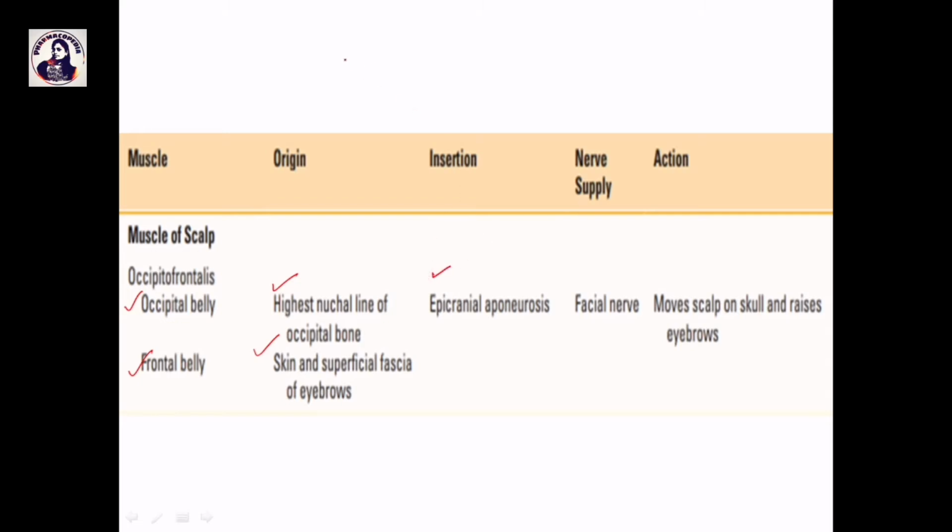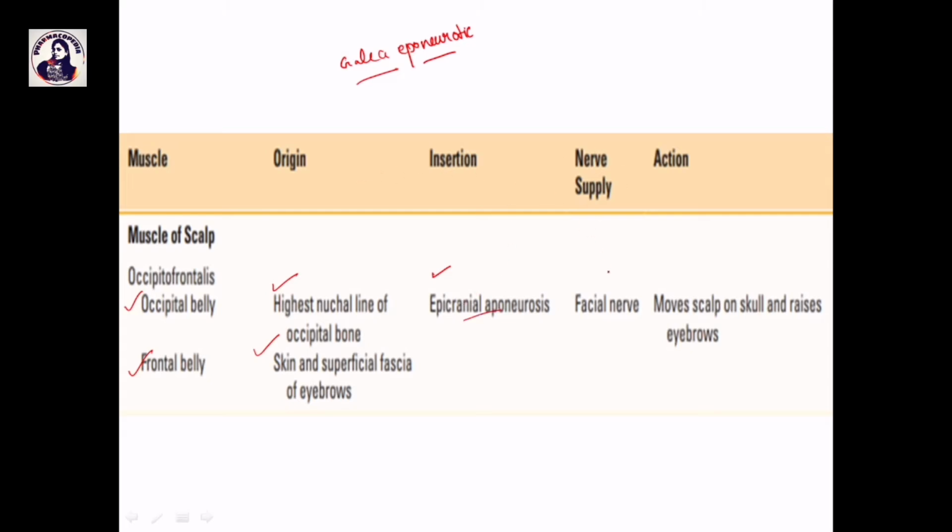Yes, dear students, जो aponeurotic layer है, it is also known as epicranial aponeurosis or the galea aponeurotica. तो अगर आपसे पूछे कोई कि aponeurotic layer को और क्या बोलते हैं, so it is also known as the epicranial aponeurosis and the galea aponeurotica.